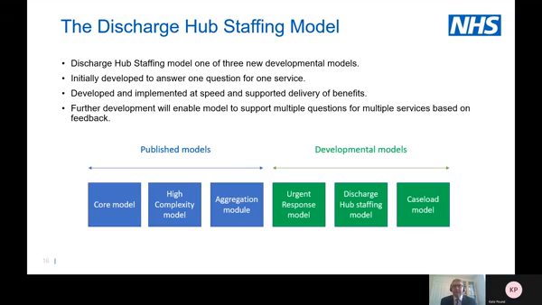Thank you, Kate. So the Discharge Hub Staffing model is one of the new developmental models that are now available on our Future NHS platform. These have been developed in collaboration and with involvement and feedback from stakeholders and continue to be evolved. This model was initially developed to answer one question for one service following Kate's approach to the demand and capacity team. Further development and new functionality will enable the model to support multiple questions for multiple services based on feedback and engagement.